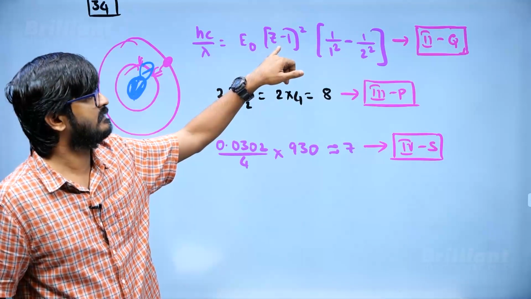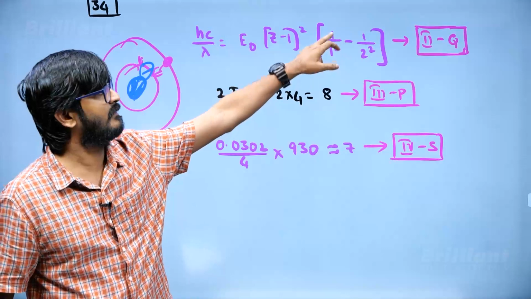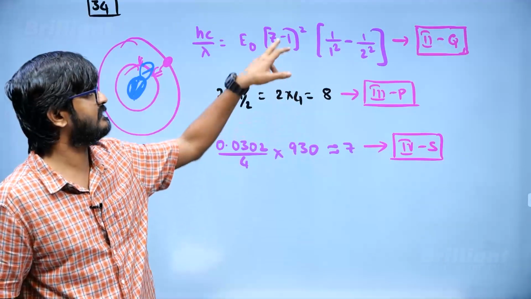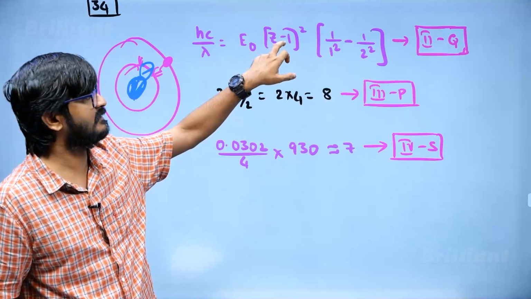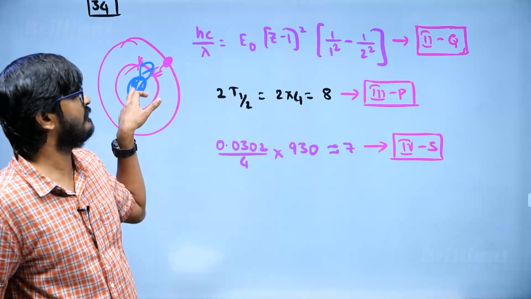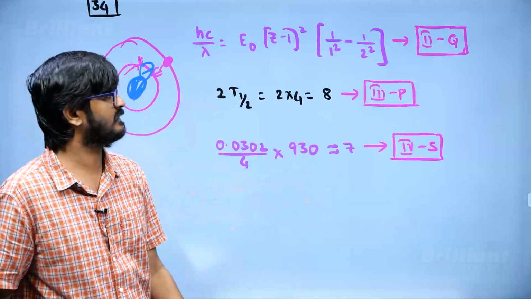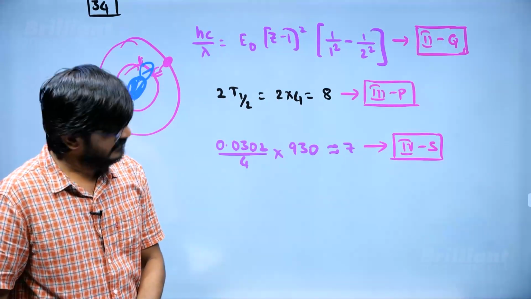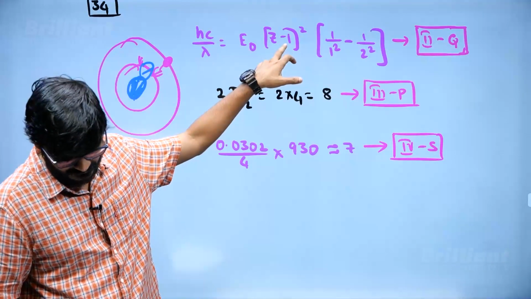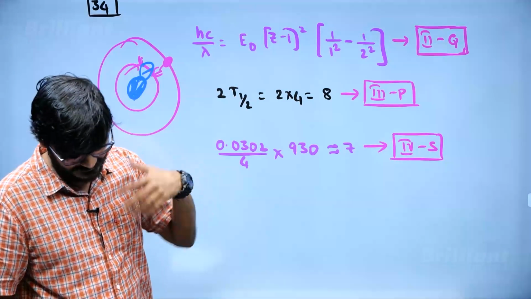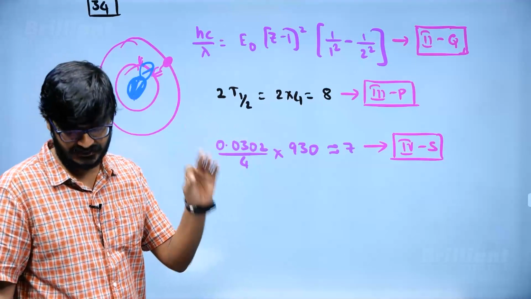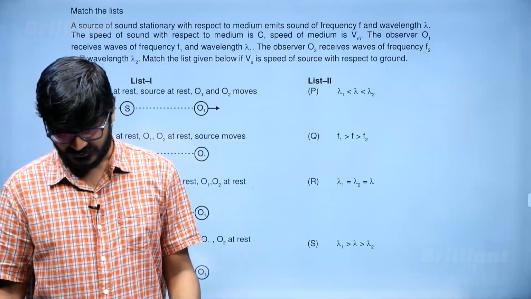Constant into Z square into 1 by 1 square minus 1 by 2 square, right? Second orbit to first orbit. But the only difference is instead of Z, we will be putting Z minus 1 because it will be experiencing an effective charge of Z minus 1. That's what Moseley said, right? So from there you will be getting Z minus 1 as 85, and Z minus 1 as 81. So 86 and 82. Between 82 and 86, 83, 84, 85, three elements are there, right? Going to the next question.